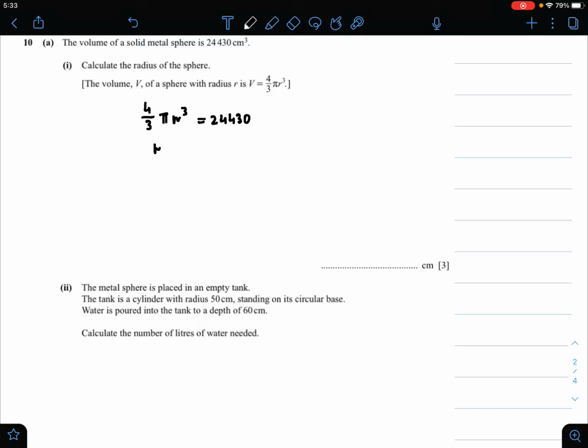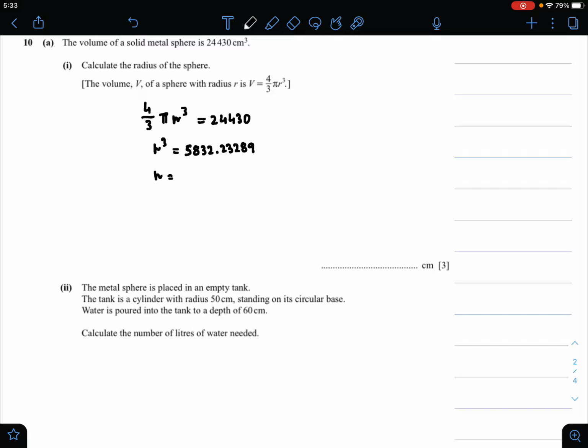So we can take the rest to the other side of the equation. So r cubed is equal to 24,430 divided by pi, or divided by 4 by 3 multiplied by pi. That whole thing is in the denominator. So your final answer would be r cubed is equal to 5,832.2328, and therefore r would be equal to the cube root of this.